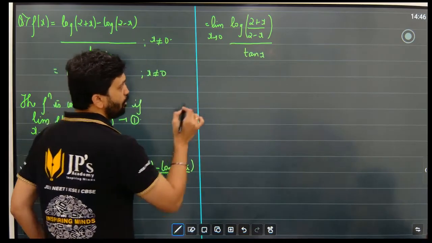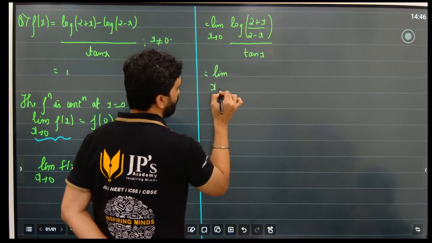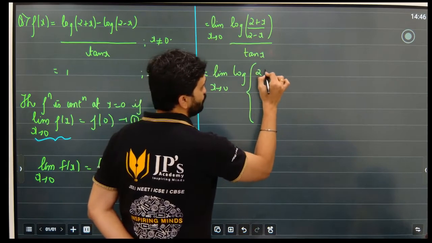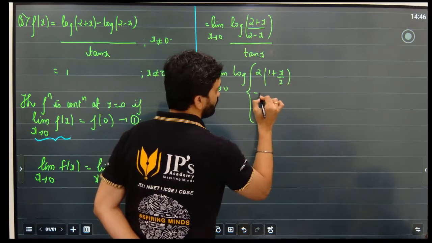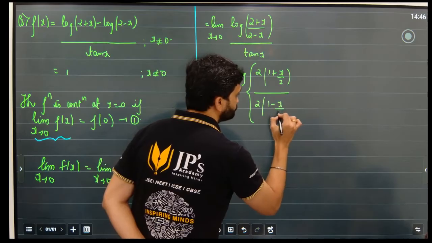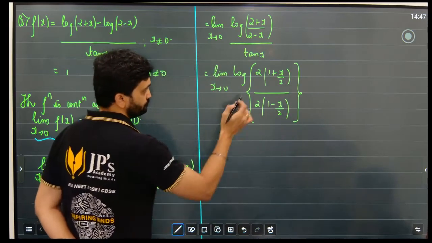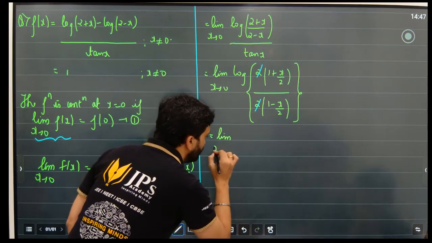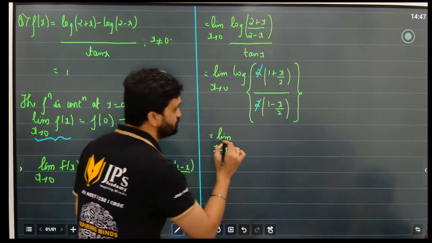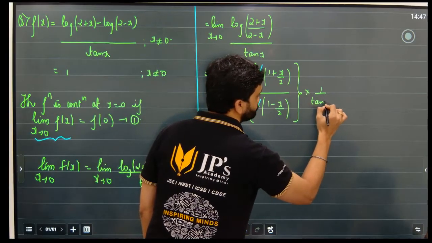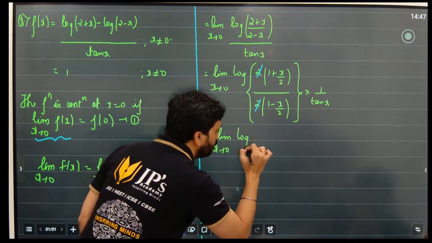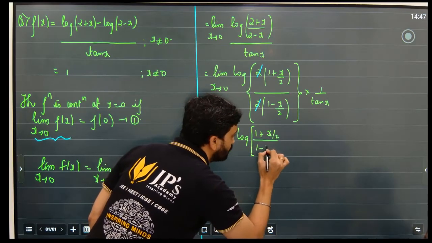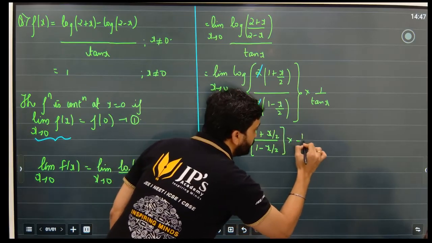Now from the numerator and denominator, I have taken 2 common from the numerator and 2 common from the denominator, and I am left with limit x tends to 0 of 1 upon tan x into log of 1 plus x by 2 upon 1 minus x by 2.